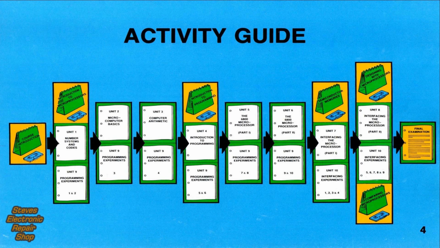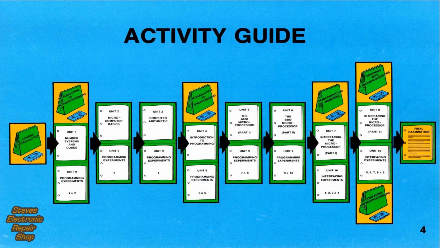Unit 4 begins with an audio-visual introduction to programming. Following this, the written lesson guides you through the finer points of computer programming. Programming Experiments 5 and 6 put theory into practice as you investigate the operation of branching programs and additional instructions.